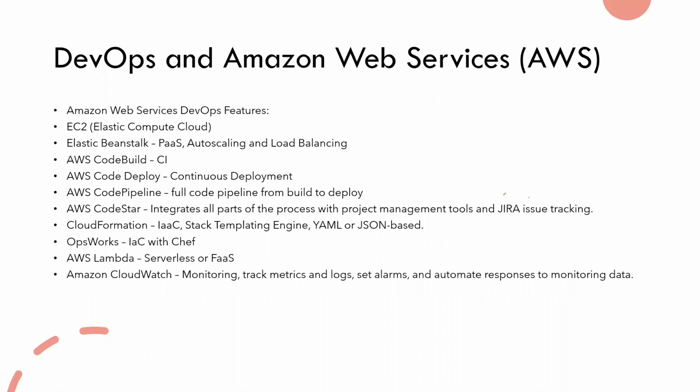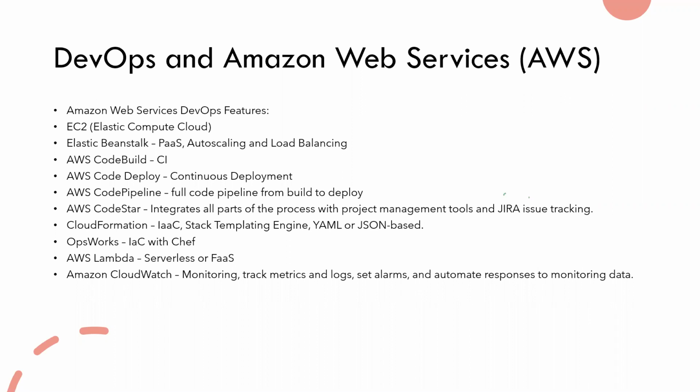Then we have AWS Code Build. AWS Code Build is one of the services which helps you achieve continuous integration in AWS. Then we have AWS Code Deploy. It helps you achieve continuous deployment in AWS. Then you have AWS Code Pipeline, which helps you create a pipeline from build to deploy. Then you have Code Star. Code Star gives you a project management tool, like Jira and all those things.